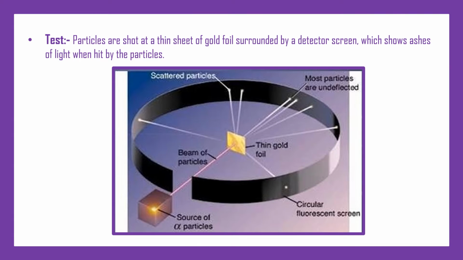So this was the test conducted by Rutherford. Here you can see the source of alpha particles from which a beam of particles is shot at a thin gold foil, and this setup was surrounded by the detector screen to detect the scattering of particles from all directions. Here you can also see that some of the particles are scattered, but most of the particles are undeflected and pass through the foil.